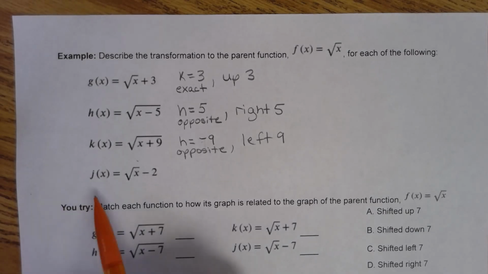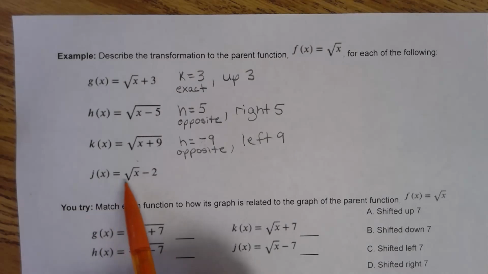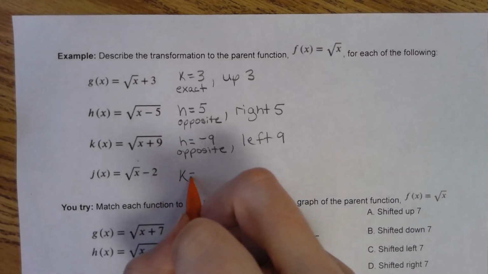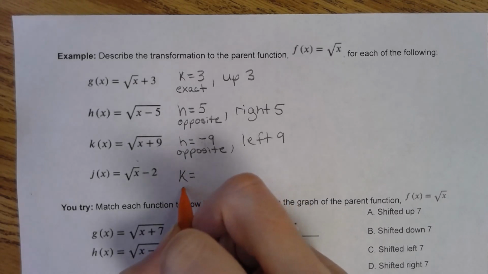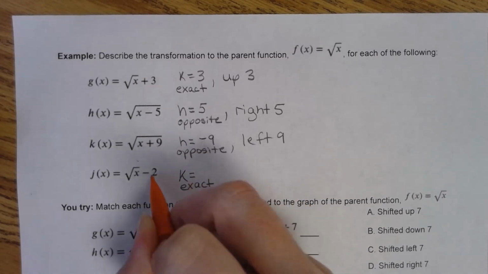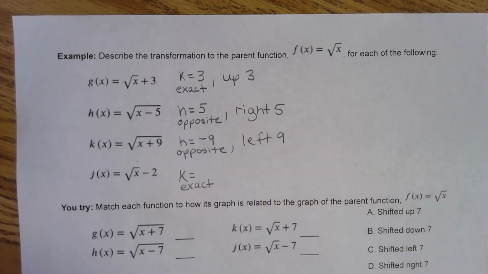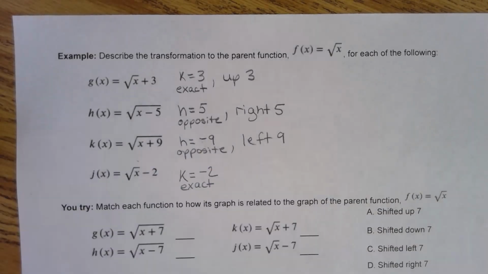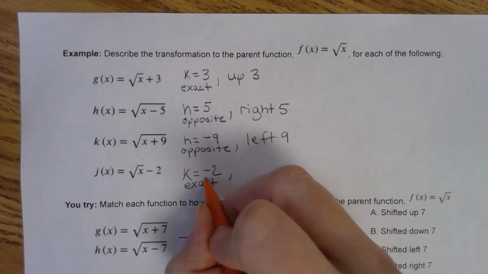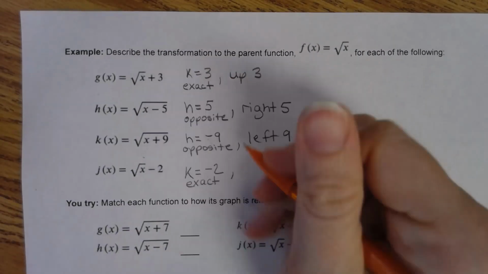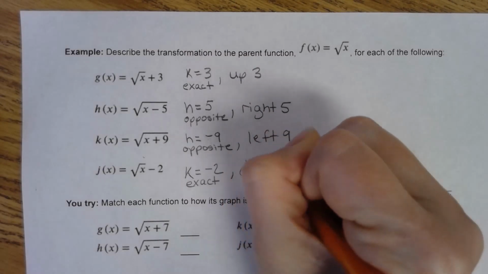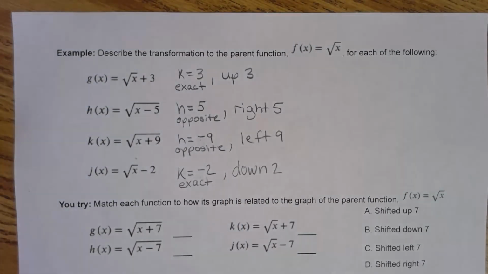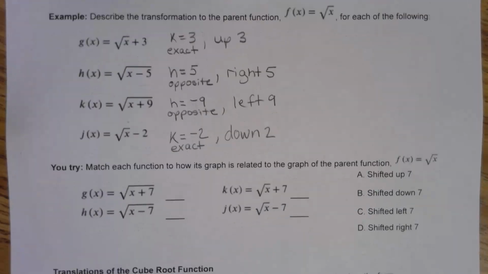Looking at our final example here, j of x equals the square root of x minus 2. Here we have a k value. When you're naming the k, you write down the exact value that you see. So if you see a negative 2 on the outside of that radical as your k value, that's what you write, negative 2. A negative k value makes the graph go down that many units, so down 2. You try the next one on your own.